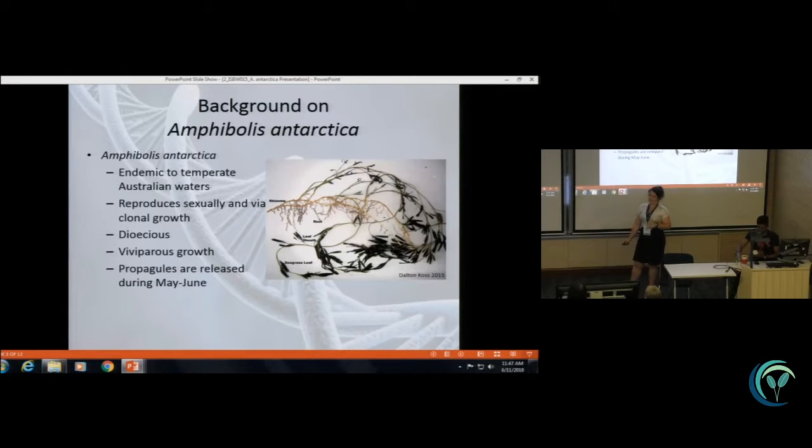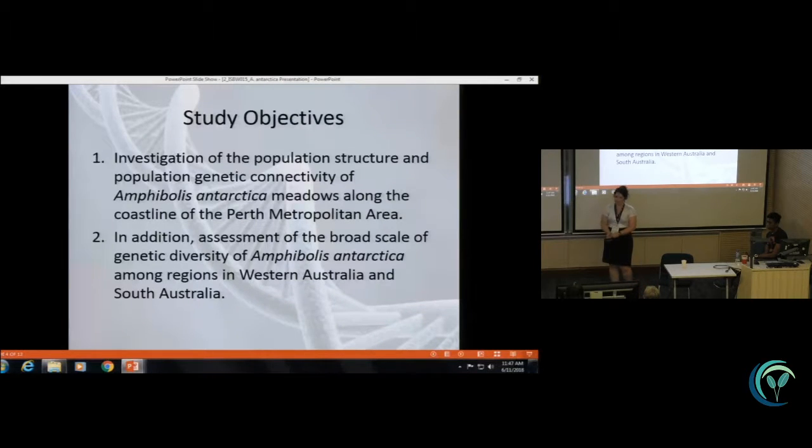So its dioecious and viviparous nature is a very unique combination found in seagrasses, and therefore we could analyse the levels of genotypic richness across a wider scale. The propagules are released in May and June for this species, which allowed us to look at potential for propagule dispersal also.